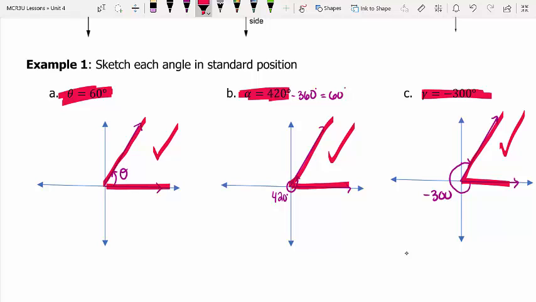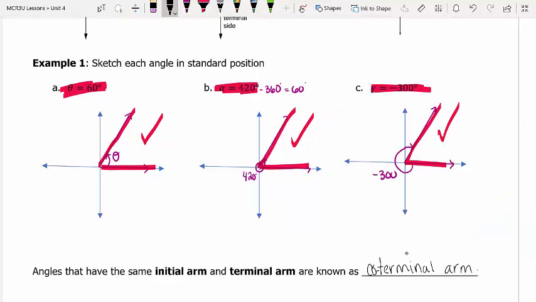When you have a bunch of different angle values that have a terminal arm in the same position, they are called co-terminal angles. Something that you can also start to notice, and we're going to elaborate on later, is what I said before: not only do they share a terminal arm, but the terminal arms also form 60 degrees with the initial arm.